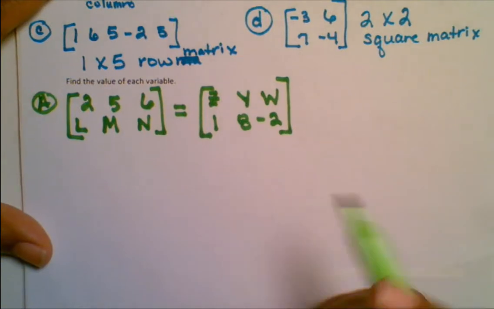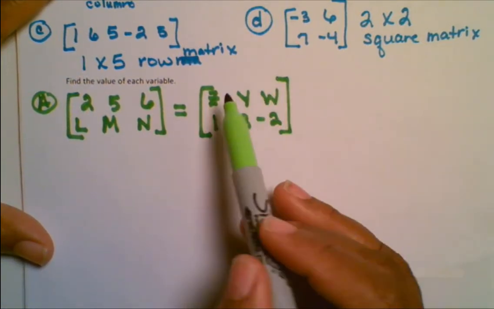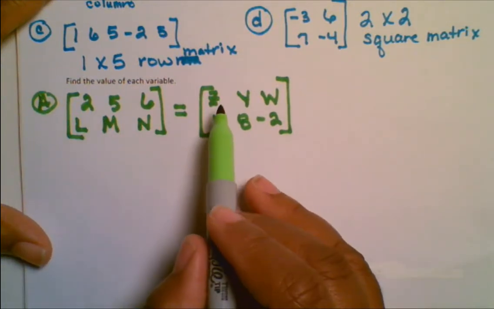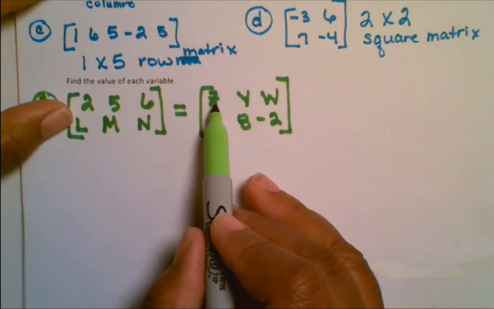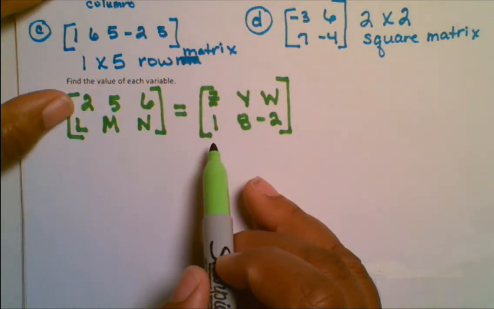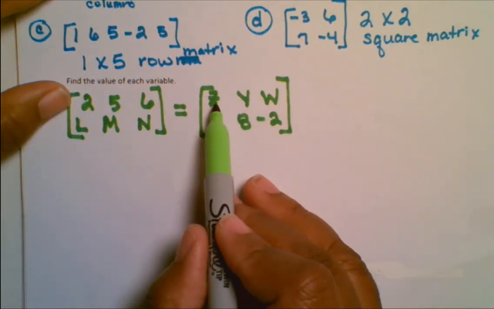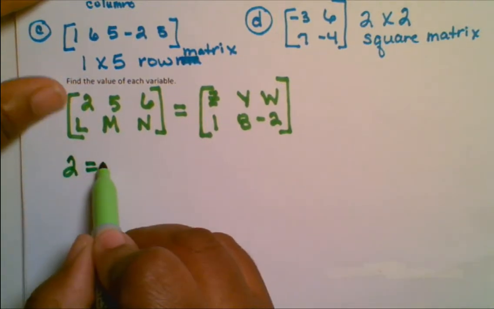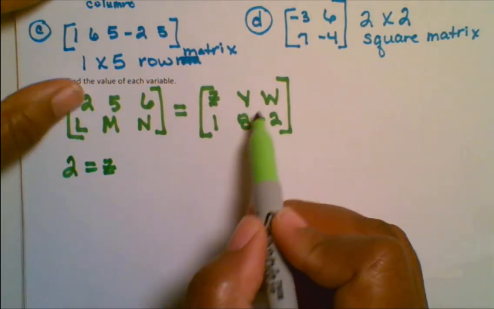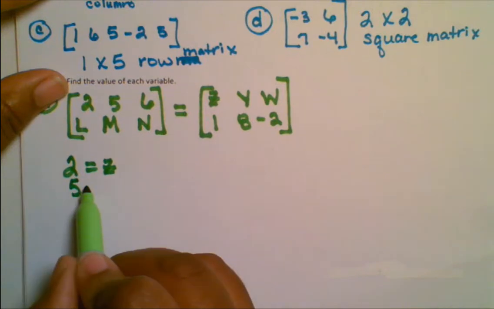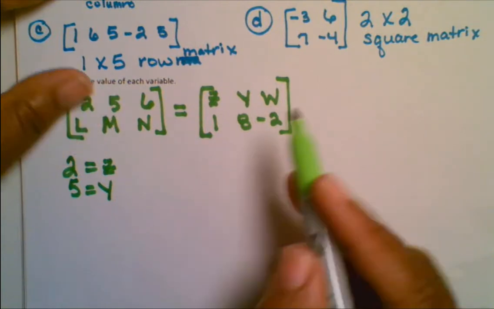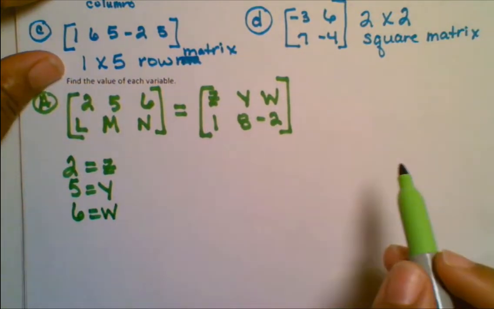Okay, so we want to find the value of each variable. How we're going to find that is look at each element in each matrix and look at the position that each element is in, and we're going to set those equal to each other. So first row, column 1 in each matrix, you have 2 is equal to Z. Then we have the first row, second column, we have 5 is equal to Y. First row, third column, we have 6 is equal to W.